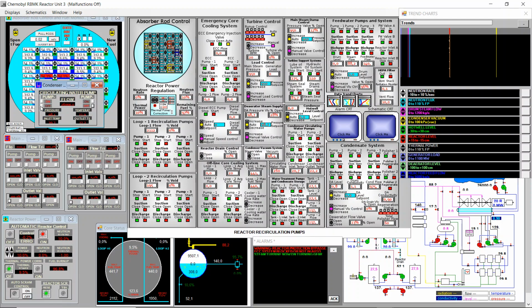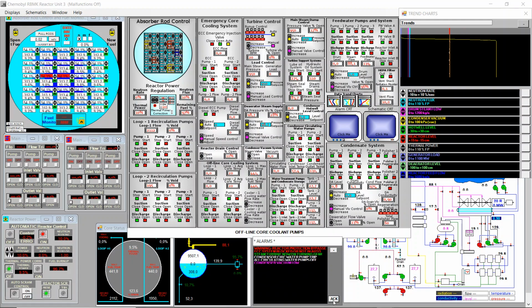I will switch off the pump number 1, and we see the flow going down here. Okay, we get the alarm. Condenser water pump trip. Condenser vacuum low, and we see the condenser vacuum sharply decreased to 0. Because of course we lost the ability to create condensate because we don't have cooling in the condenser.